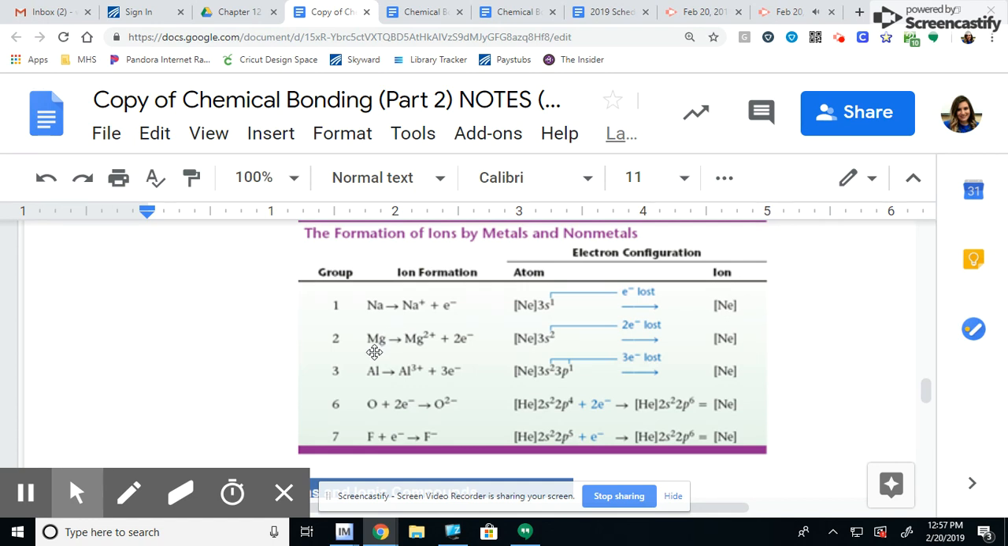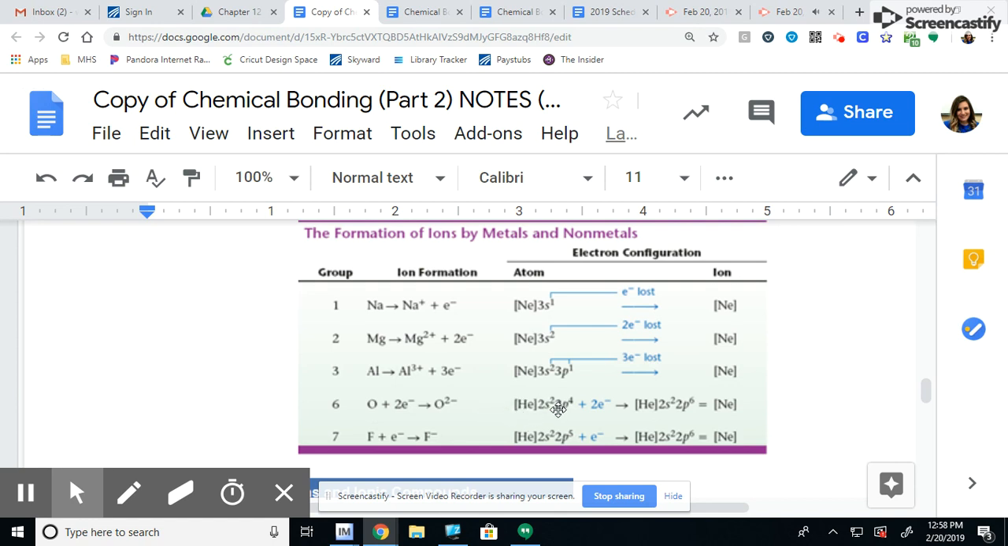Magnesium, which is in the next row going over, is element 12, and it forms a positive 2 charge. This is the atom of magnesium, neutral magnesium. This is its electron configuration, neon plus 3s2. When it forms that positive 2 charge, it loses 2 electrons, again making it identical to neon. Aluminum does the same thing, forms a positive 3 charge, removing its extra 3 electrons and making it once more just like neon.